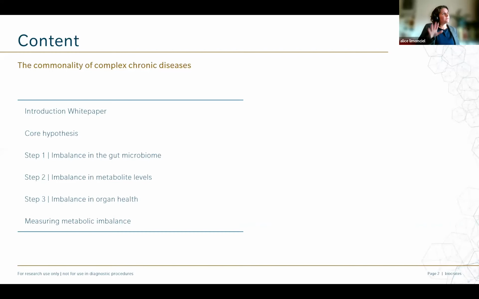So without further ado, let me just introduce the structure of this talk, and then we'll look in more detail at what this commonality is. So all this work is condensed into a white paper that I will mention multiple times during the talk. If there's anything interesting to you, if I've piqued your interest, please go on the biocrates website and download the white paper. There will be everything I talked about today and a lot more.